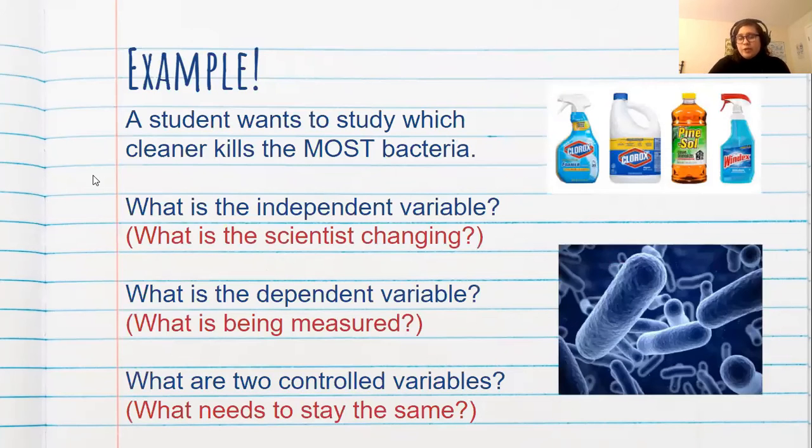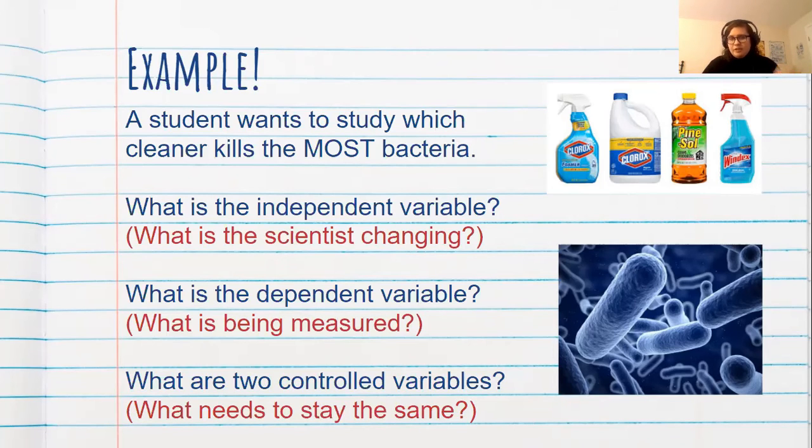So I'll walk you through a couple of examples of how to identify the independent, dependent, and controlled variables in an experiment. So this example here says a student wants to study which type of cleaner kills the most bacteria. So the independent variable would be the cleaner that he is testing. So he's probably going to test different types of cleaner. Those cleaners are the independent variable because he's controlling which one he's using for any trial.